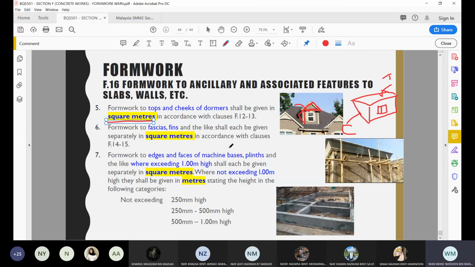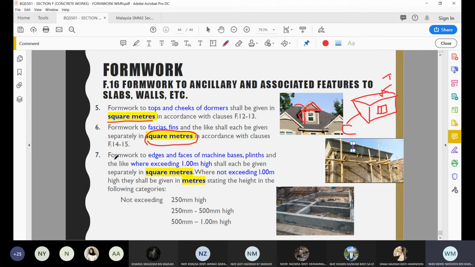And number 6, formwork to fascias. Okay, fascias permukaan. Fin and the light shall be given separately in square meter. Sama juga. Okay, pasal ni fin kan. No, this is the fascia lah. Okay. In accordance with clause F14 to 15.